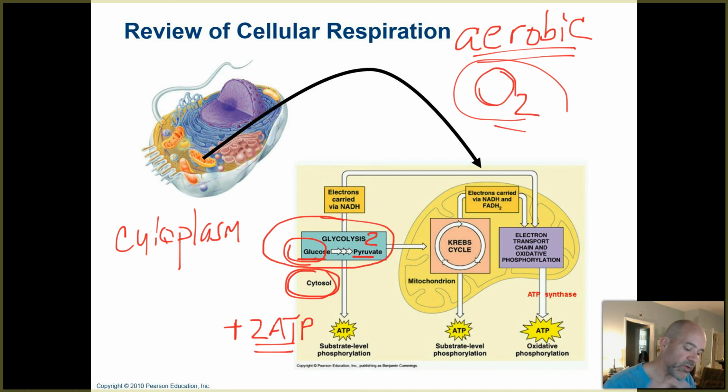So if you want to generate more ATP, which typically cells are going to have to do if we're going to stay alive, the pyruvates that you made from glucose, and you have 2 of those, enter your mitochondria, those little powerhouse organelles in your cells, and then they enter a phase called the Krebs cycle, or the citric acid cycle is another name for that. And that is also going to generate 2 new ATPs for you.